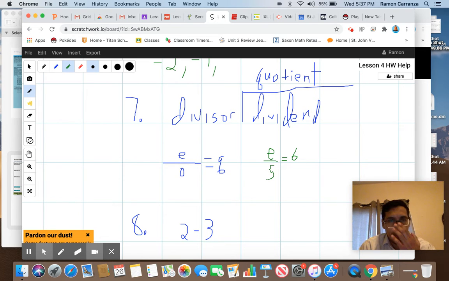So I'll give you an example here. We have E, the dividend, divided by 5, the divisor, which equals 6, which is the quotient. So then to find out what the dividend is, you simply multiply the divisor and the quotient.